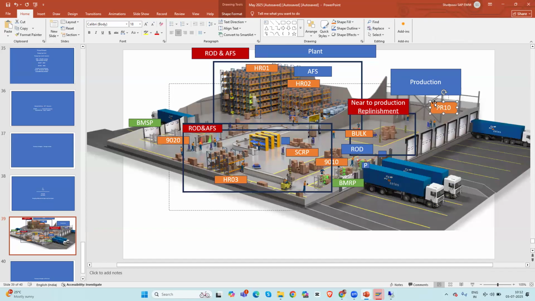And what about here? The doors available here, then the doors available here, and the doors available here. How does the system know which door you should dock at?